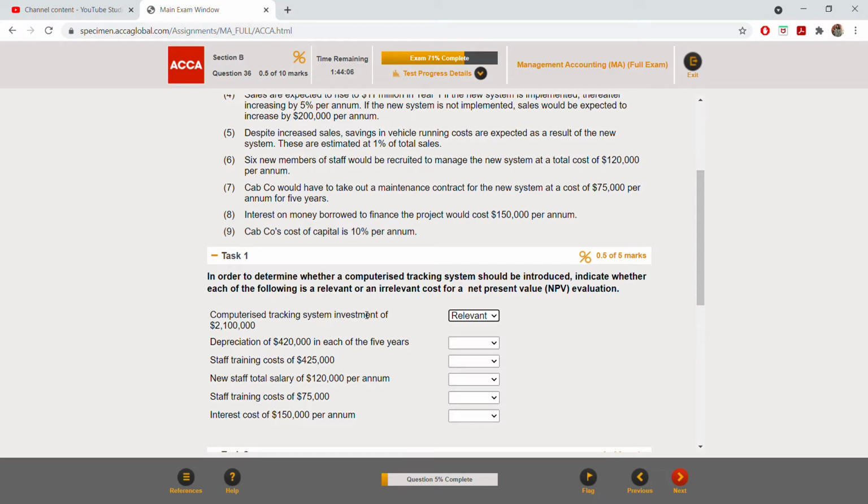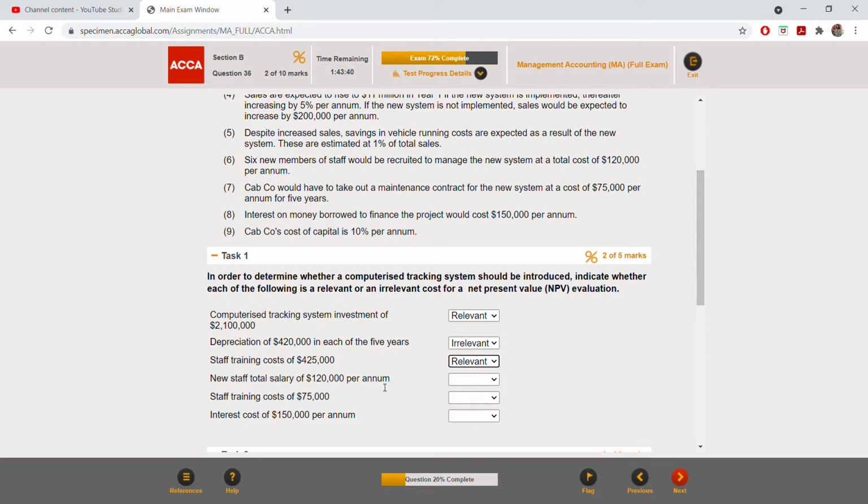Next is depreciation. Depreciation is an irrelevant cost. Why? Because it is a notional cost. It's a non-cash item, so it's not relevant. If anything is non-cash, it's not a relevant cost. Staff training cost, it is relevant. Why? They are future incremental costs. It is something which has to be there in the future. Because of this, future cash outflows will occur.